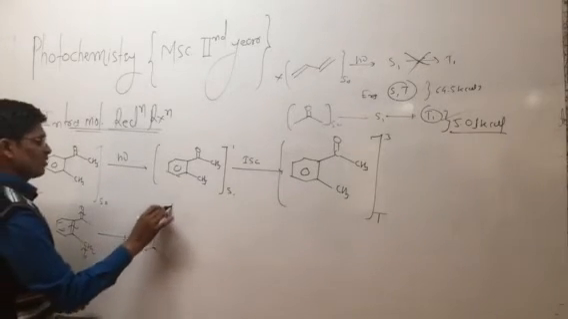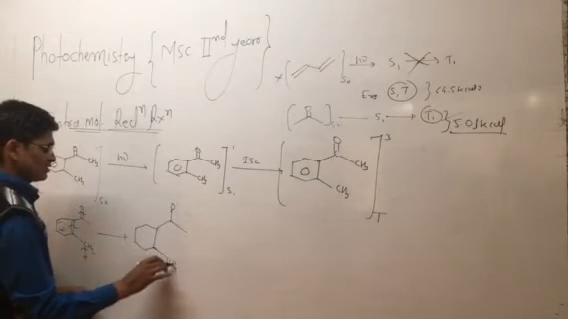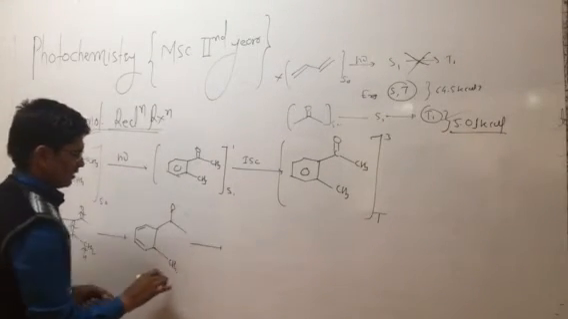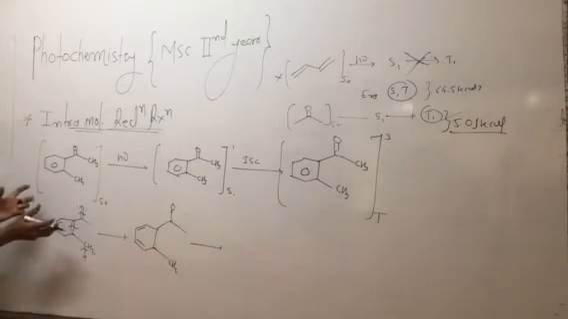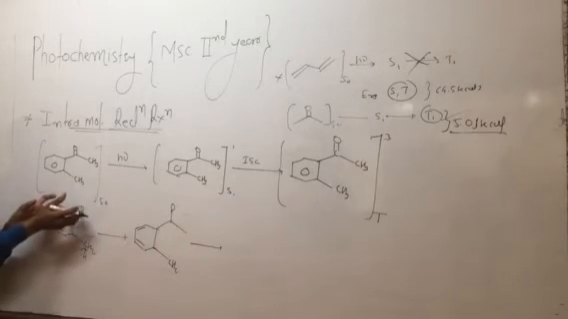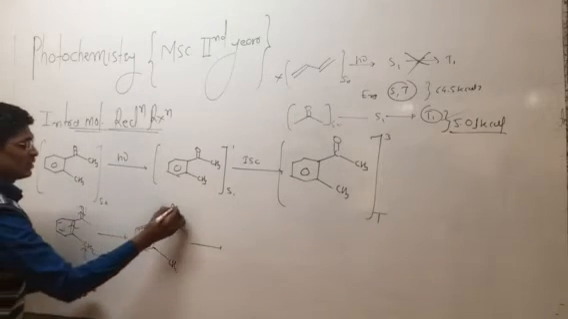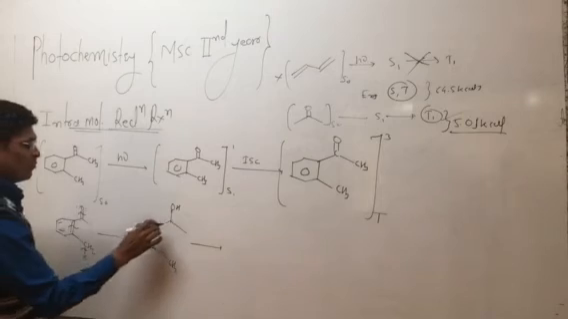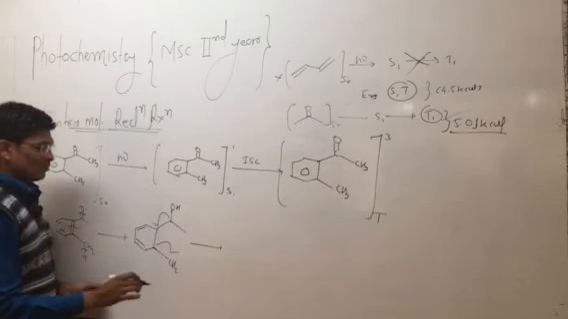So a radical species is formed. This is the CH2 radical. This pi bond remains as it is. So what happened here? The oxygen atom, being more electronegative and having lone pairs of electrons, has a tendency to take the hydrogen from the carbon atom. The carbonyl group is converted into the hydroxyl group. A bond is formed between this carbon and carbon.